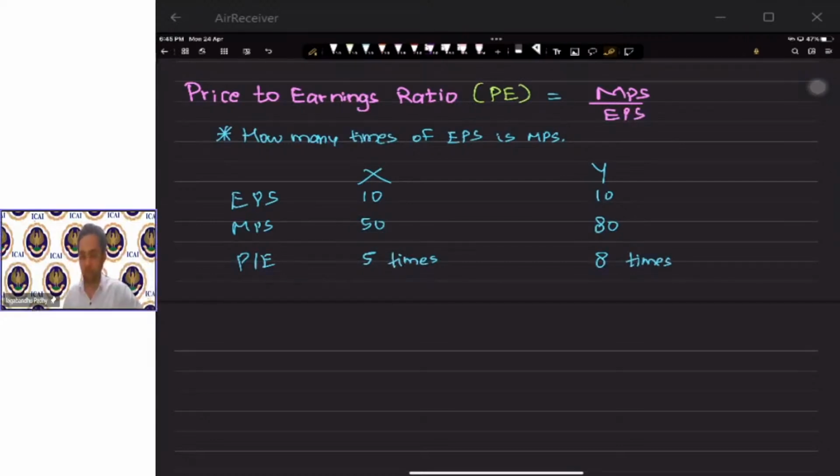So according to you, which company enjoys a greater investors' confidence? Out of X and Y, which company enjoys greater investors' confidence? Tell me, what do you feel? Is it X or is it Y?